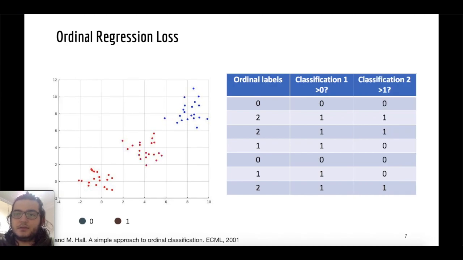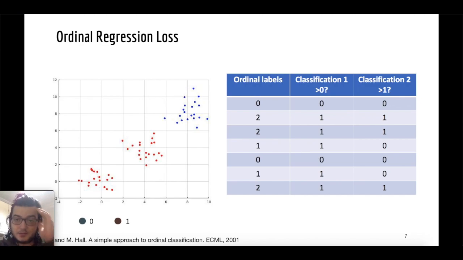So for the second problem, we state the binary classification problem as determining whether the ordinal label is greater than 0. So for k ordinal labels, we have k minus 1 binary classification problems, and they train their network by combining all of these binary classification losses and then do simple backpropagation.